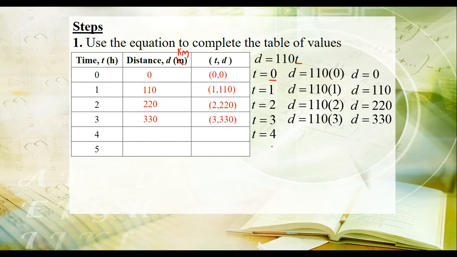When your time traveled is 4 hours, you'd have d is equal to 110 multiplied by 4. So d would be 440. Therefore, you'd have 440 is the value of d. The ordered pair is 4, 440.